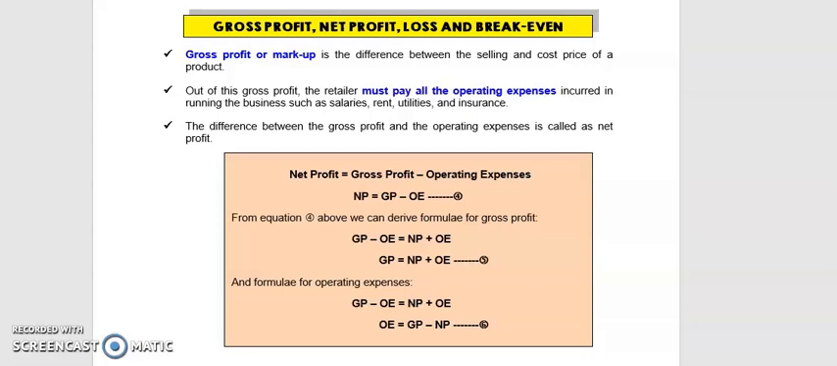Before that, remember when we run a business, there will be some operating expenses incurred. For example, if you have a shop, examples of operating expenses are that you need to pay salaries of your workers, you need to pay rent for your shop, or you need to pay electricity bills and others. Those operating expenses you must include in your business in order to know how much profit you will get or how much loss you will incur.